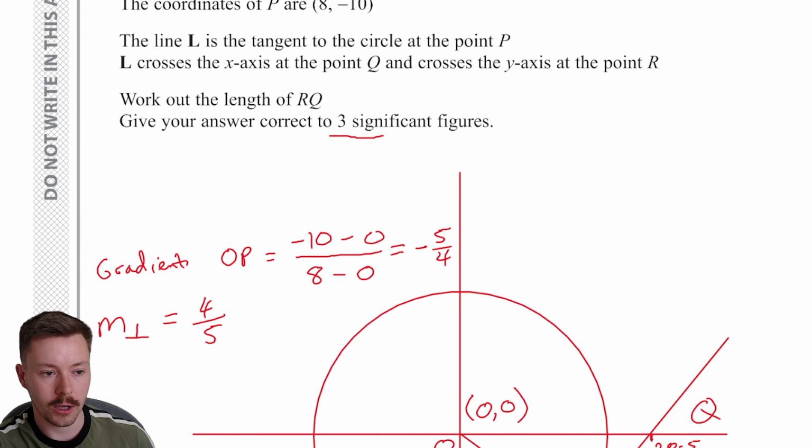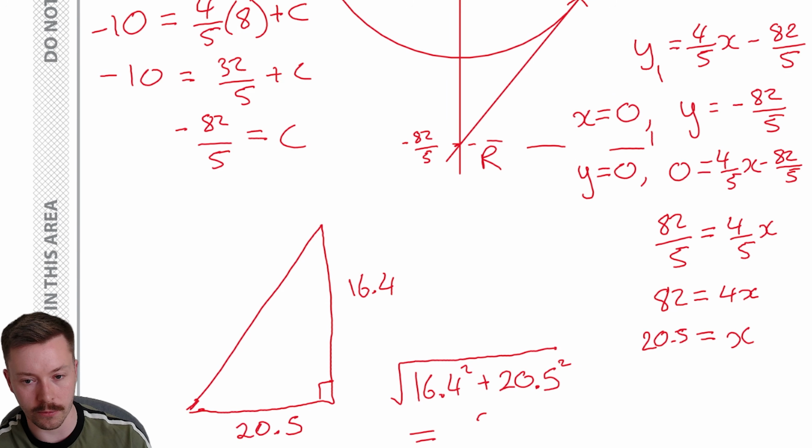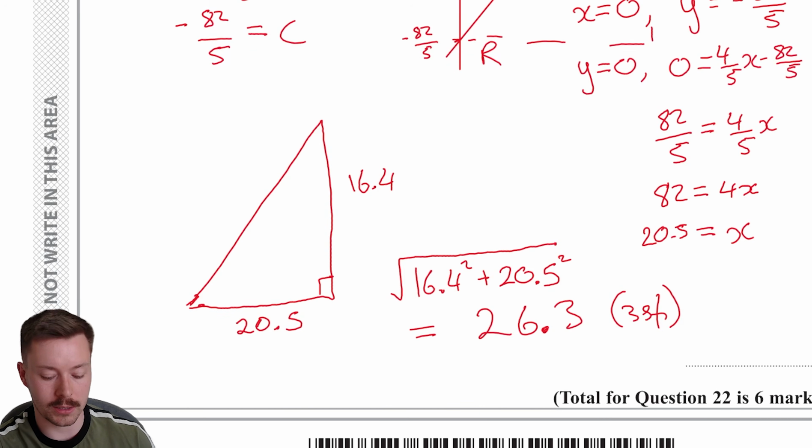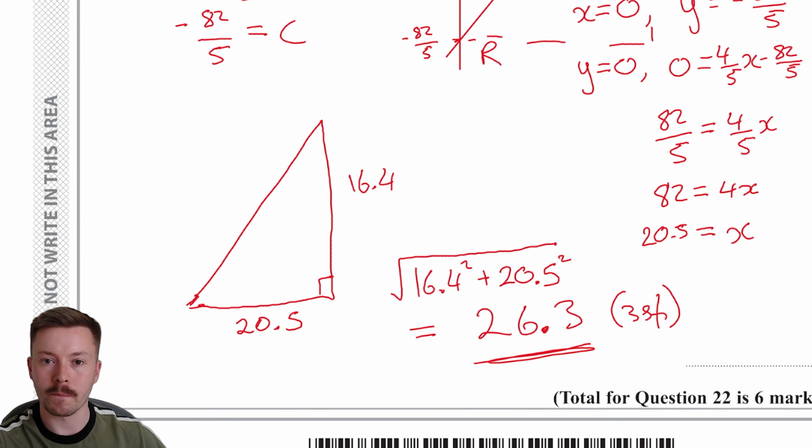It does say about rounding. Okay, so that tells me it's probably not going to be a nice whole number, which it isn't. So I get 26.3 to 3 significant figures. And that is our answer. Super. That's probably one of the hardest questions on the paper. It's quite involved, but if you do a sketch, it's going to make everything a lot easier.